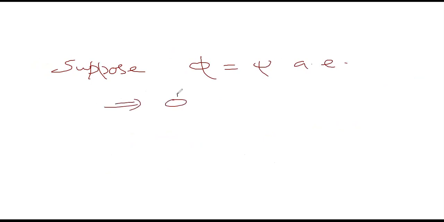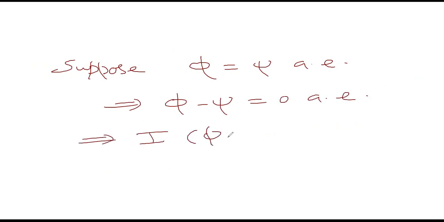Now I will prove the next part of this one. Suppose phi is equal to psi almost everywhere. This implies phi minus psi is equal to 0 almost everywhere. Now I apply that part. It means that integral of this function, because it's a step function and it's equal to 0 almost everywhere, must be equal to 0.